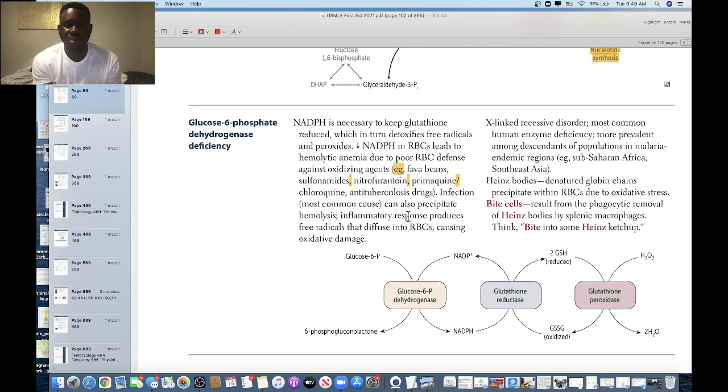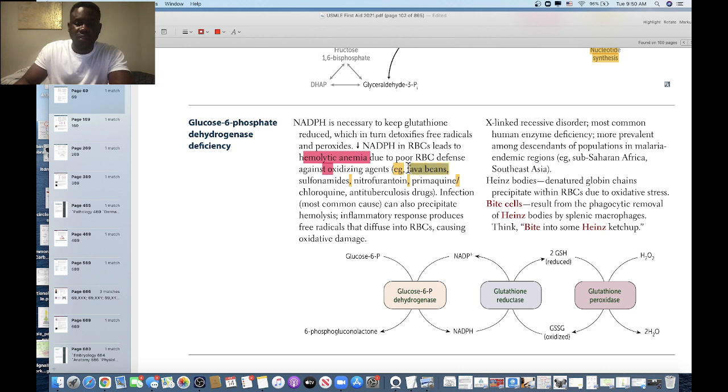G6PD deficiency. G6PD is necessary to keep glutathione reduced, which in turn detoxifies free radicals and peroxides. Decreased NADPH in RBCs leads to hemolytic anemia. That's what we were saying earlier, due to poor RBC defense against what? Free radicals, which are the oxidizing agents. When free radicals enter the cell, they oxidize the cell membrane, thereby damaging it. Examples of triggers are fava beans.